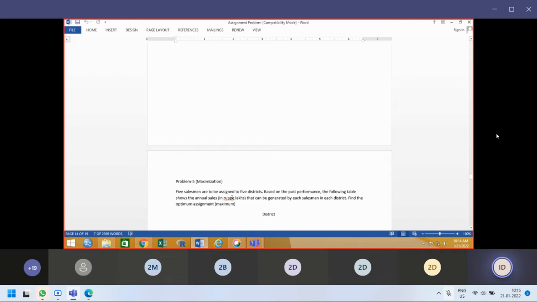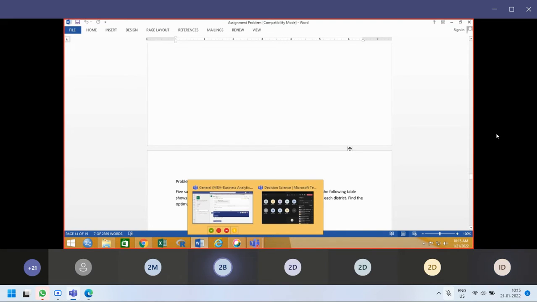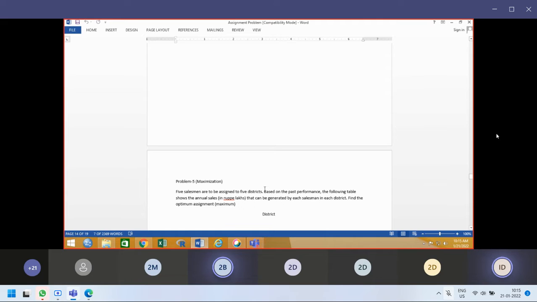5 salesmen are to be assigned to 5 districts. How many districts are there? 5 districts. How many salesmen are there? 5 salesmen. Is it balanced or unbalanced? Balanced, sir. Very good. So the problem is balanced. The first constraint is over.